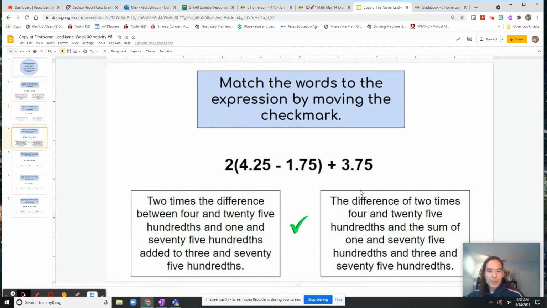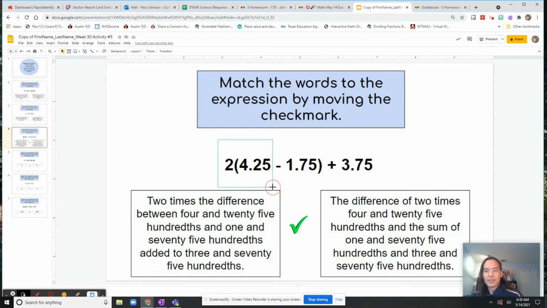All right. Next one. We have decimals once again. We have multiplication represented without a multiplication sign over here. We have parentheses, so whatever happens in parentheses has to happen first. It looks like we're going to find the difference of 4 and 25/100 and 1 and 75/100 and multiply it by 2. So we're looking for something like 2 multiplied by the difference of something. Okay, so 2 times the difference between 4 and 25/100 and 1 and 75/100, added to 3 and 75/100. That sounds about right. And then the difference of 2 times 4 and 25/100. Okay, so that's where we're already kind of in a weird place.